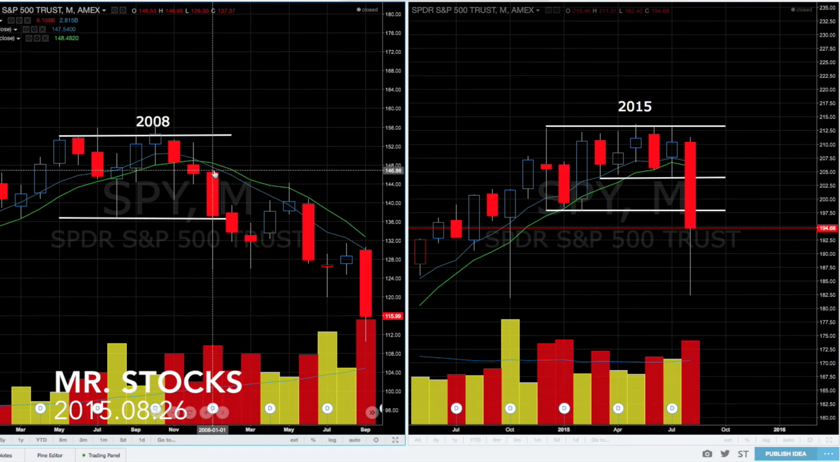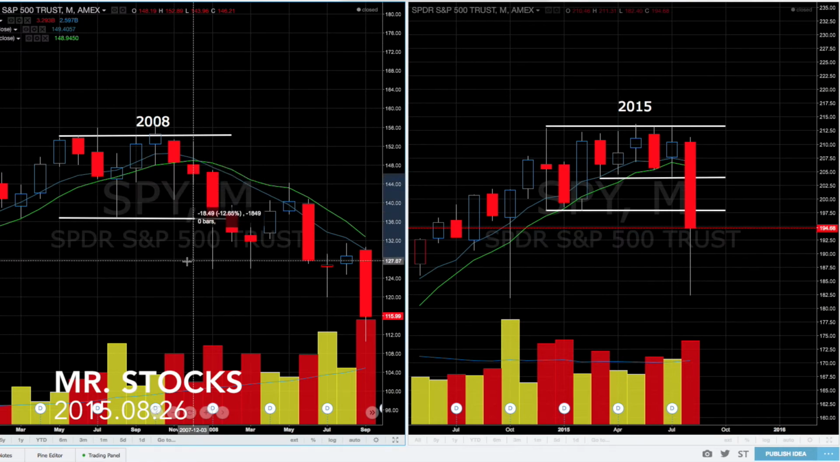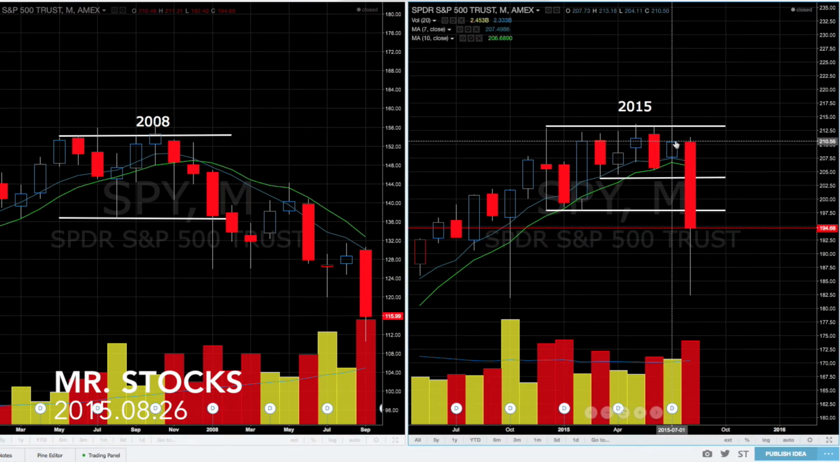So let's measure the range of this month's trading. In 2008, if we measure from this month's close to the bottom of the low in 2008, it's a 13.88% drop from closing to the bottom. We go ahead and compare 2015.